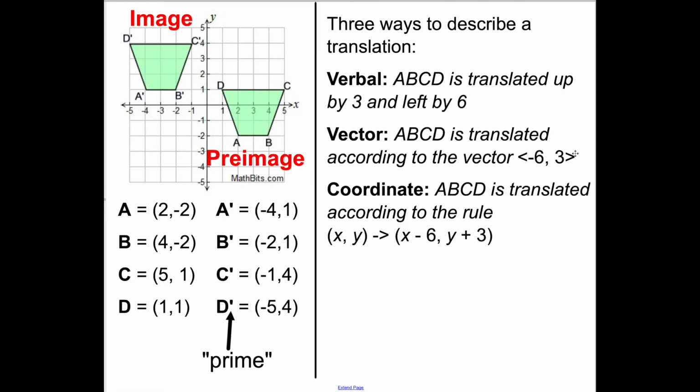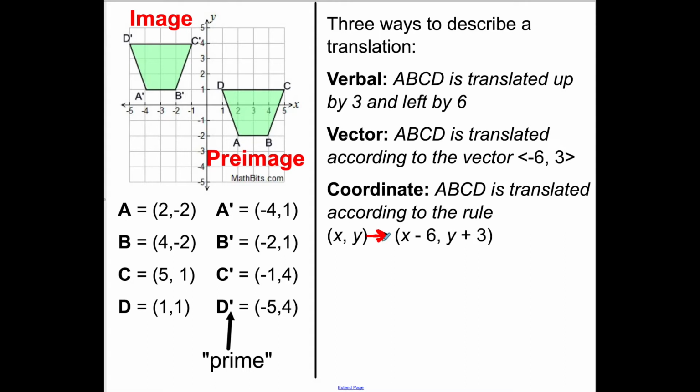And then finally, we can use coordinate notation where we translate A, B, C, D according to the rule (x, y), as if it's a coordinate point, going to, so this is kind of almost like an arrow. Unfortunately, it's kind of hard to make an arrow using the text boxes in Smart Notebooks. So you could also use the arrow, and then (x - 6, y + 3). This is describing what you are algebraically going to be doing to the points to get from the pre-image to the image. And the vector is actually very unique to this specific type of transformation.